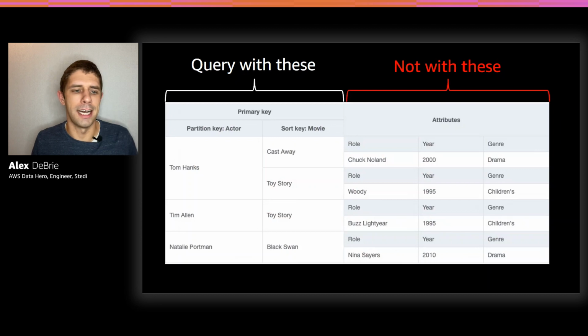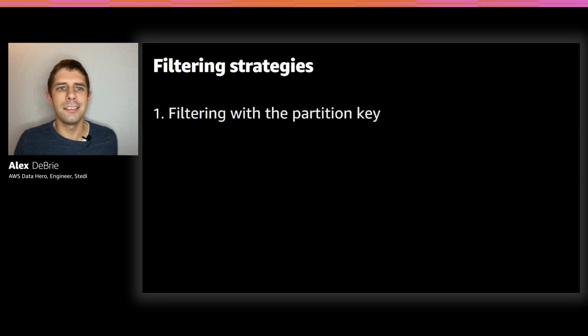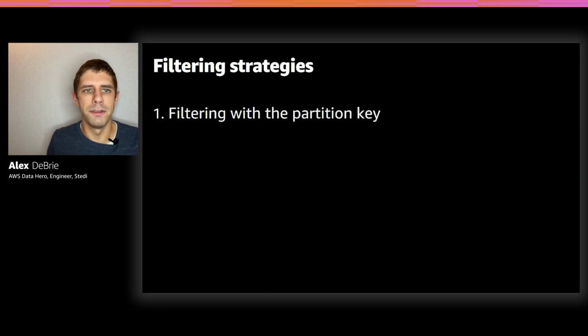We talked about this in the last session where you need to query with those primary keys. So the key point is almost all that filtering is going to happen with your primary key, and that's going to be an important part of your data model design in DynamoDB. So given that, let's talk about the 4 different strategies for filtering that I want to talk about here.